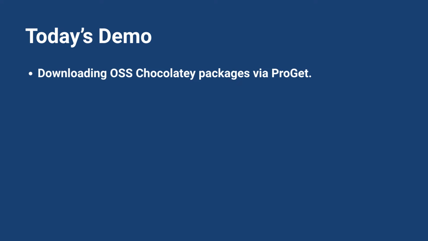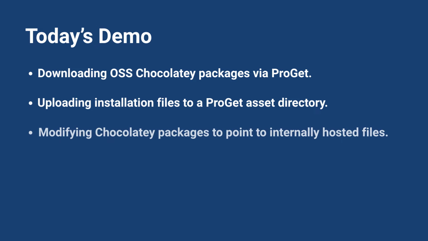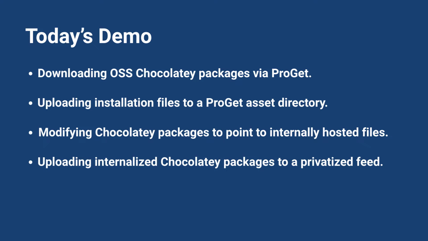Today's demo is going to cover the following: downloading OSS Chocolatey packages via a ProGet feed connected to chocolatey.org, uploading installation files to an asset directory to host them internally, extracting and modifying files within Chocolatey packages to point to your internally hosted files, and uploading your modified Chocolatey packages to a privatized feed in ProGet.